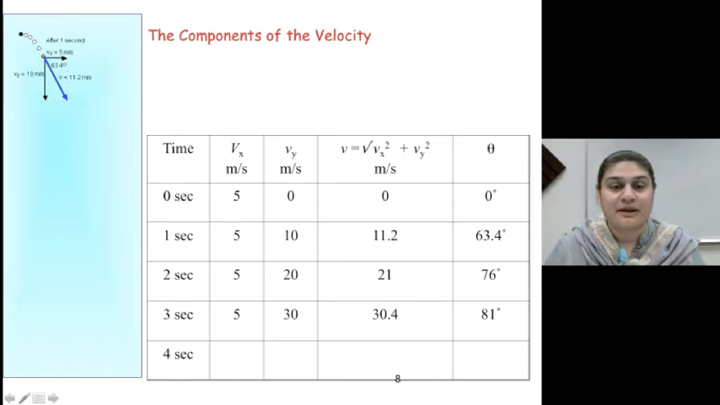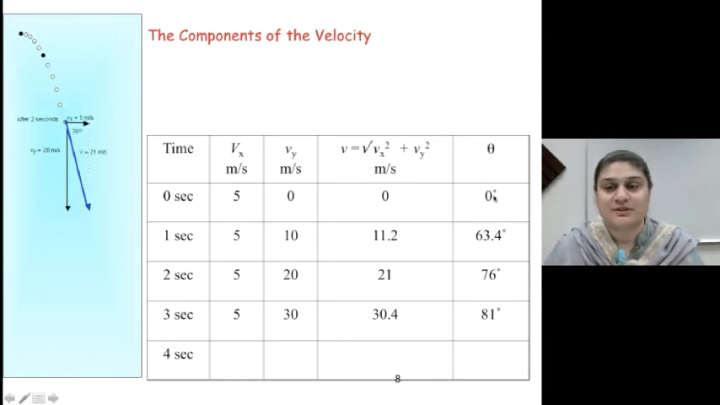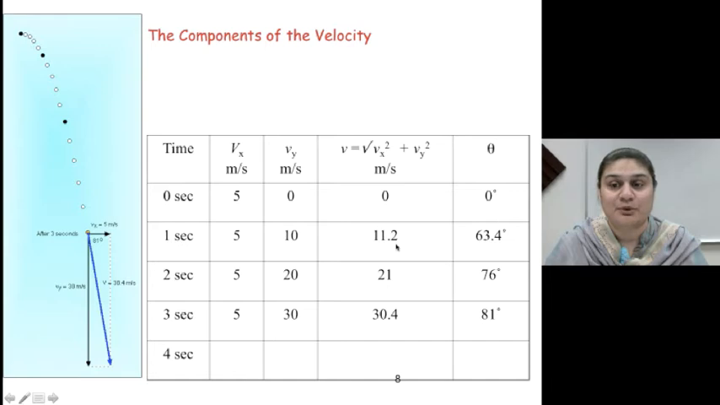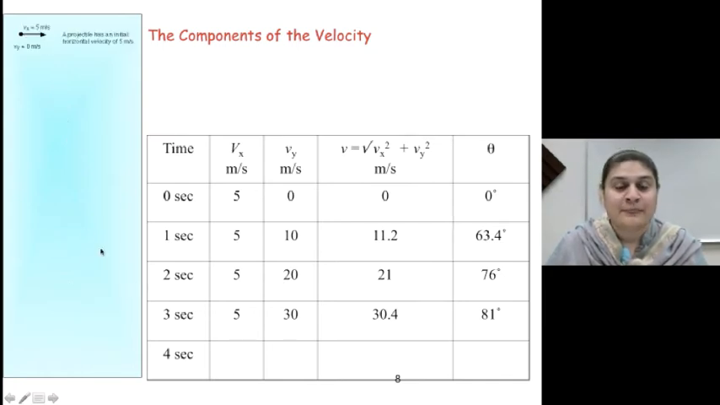So we can do a quick math and we can figure out at time t equals 0, Vx is 5, Vy is 0, and so on. At t equals 1 second, your x component will not change, but your y component becomes 10 meters per second, and your net velocity changes to 11.2. At 2 seconds, Vx does not change, but Vy changes to 20, and therefore your velocity increases. At 3 seconds further on, your Vx will not change, Vy will change, as well as your final velocity and your angle theta.